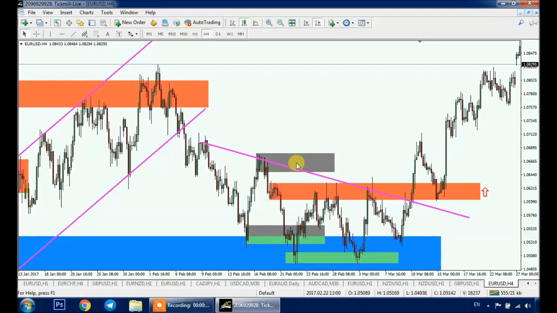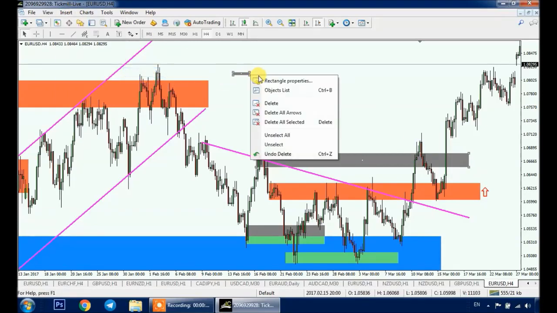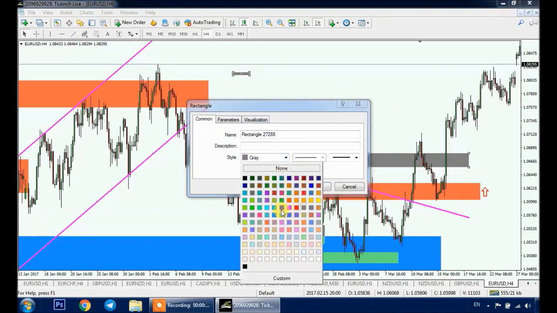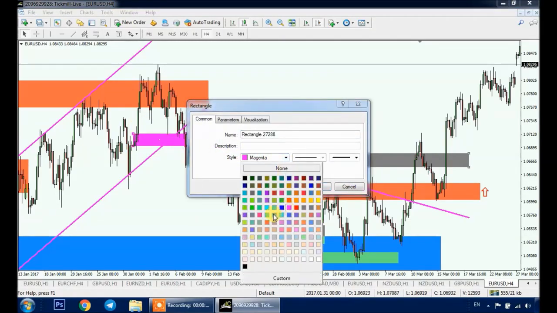Here we have a supply zone. Also price didn't respect it. Let's change the color one more time and give you an example of a rally, base, rally. Let's make it in purple. Here we have a rally, base, rally. Okay, so here's our base before price went up. So here we have a demand zone. Let's make it in blue.